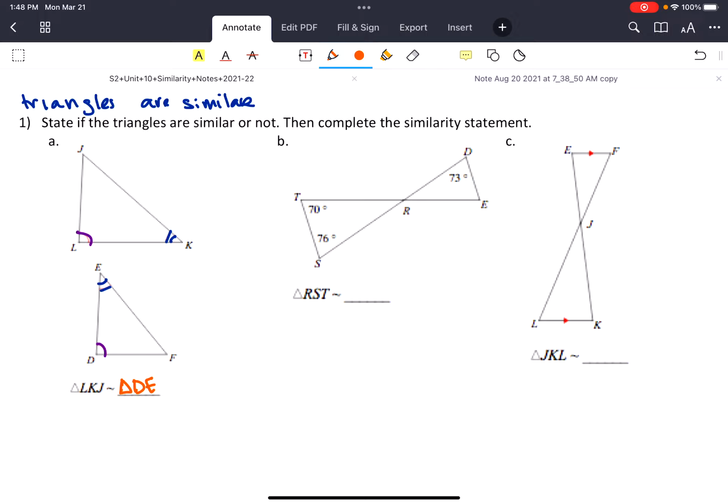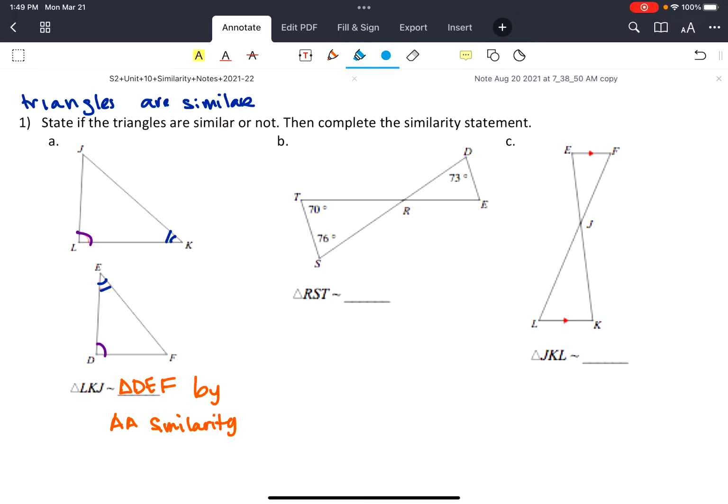And F is what's left. So triangle DEF, and then we're going to put angle, angle, similarity.